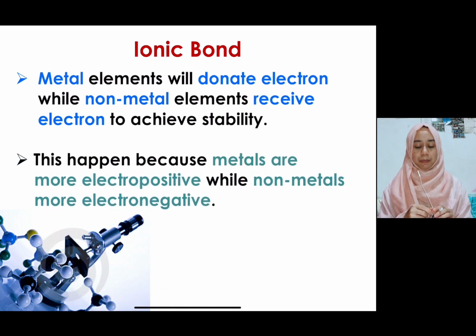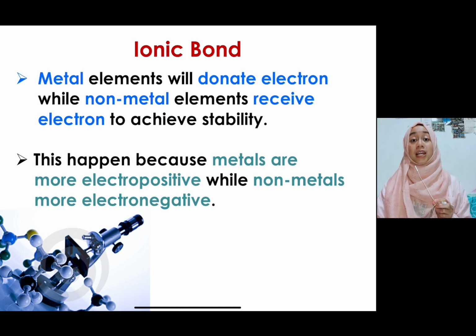Okay, so this happens because metals are more electropositive. So metals, they are considered a more electropositive atom, therefore they tend to donate electron, whereas non-metals pula, they are more electronegative atoms. So electronegative atom ni meaning dia lebih kepada accept electron.